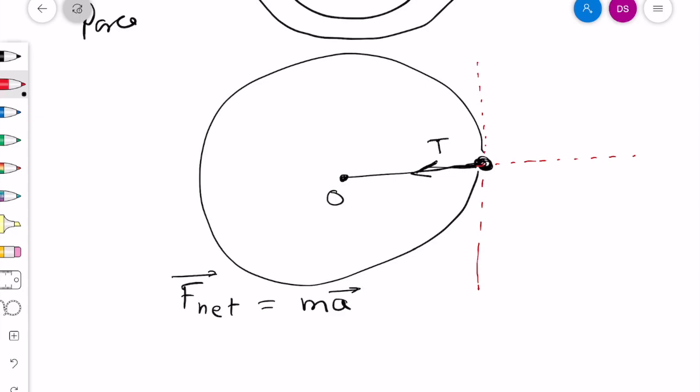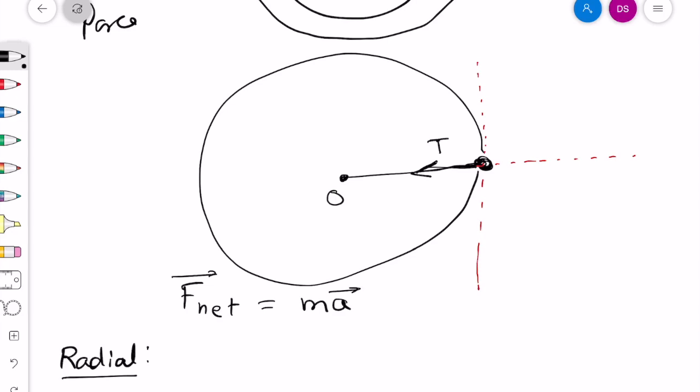So we have the tension force here, which is already in the radial direction, so there is no need to resolve it into components. And we can write down Newton's second law now in the radial direction. So in the radial direction, let's write down Newton's second law.